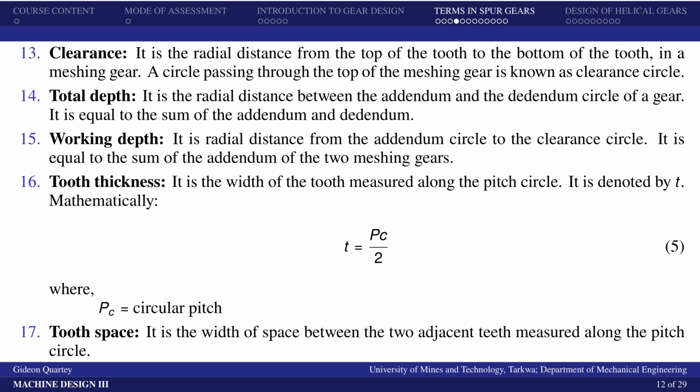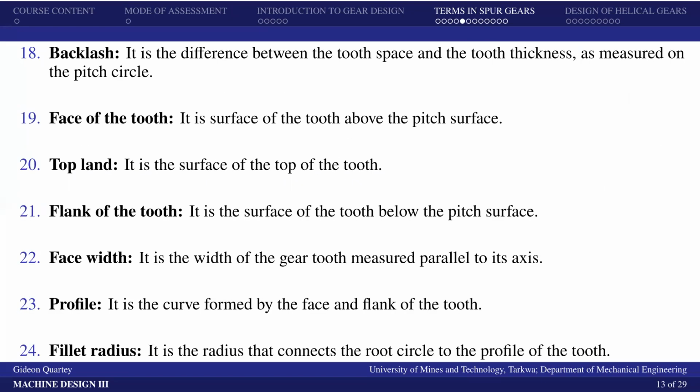Then we have the backlash, and it is the difference between the tooth space and the tooth thickness as measured on the pitch circle. So the difference between the tooth space and the thickness as measured on the pitch circle.